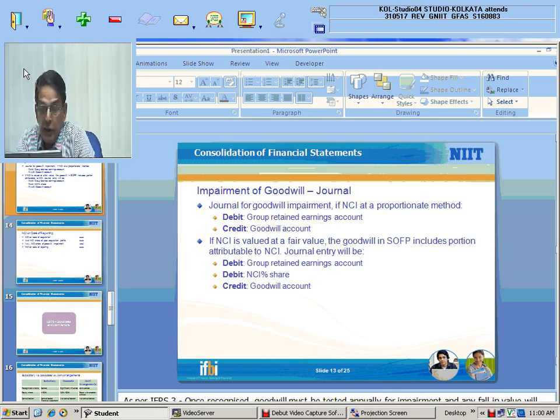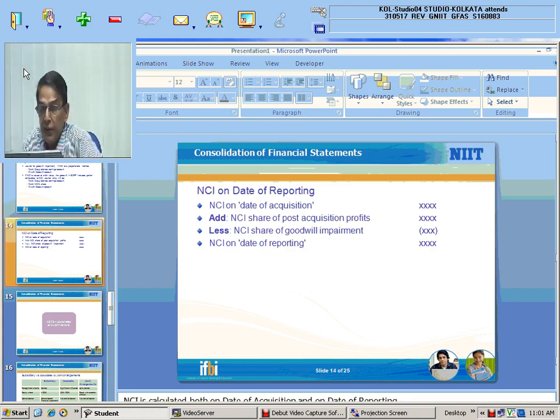As per IFRS 3, as you know, once recognized, goodwill must be tested annually for impairment, and any fall in value will be recognized as an expense in the consolidated profit and loss. So NCI on the date of reporting will be NCI on the date of acquisition, supposing XXXX amount, add NCI's share of post-acquisition profit, then less NCI's share of the goodwill impairment, if any, and we get NCI on the date of reporting. So NCI will be updated.